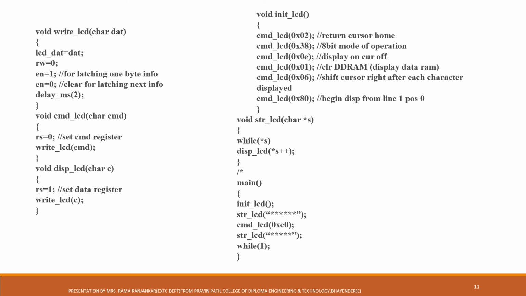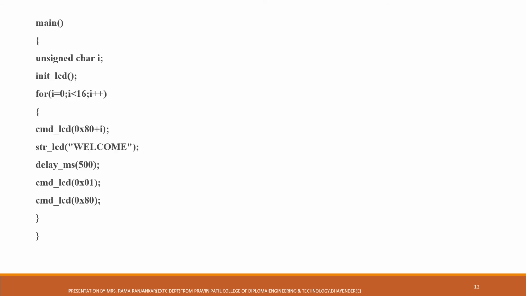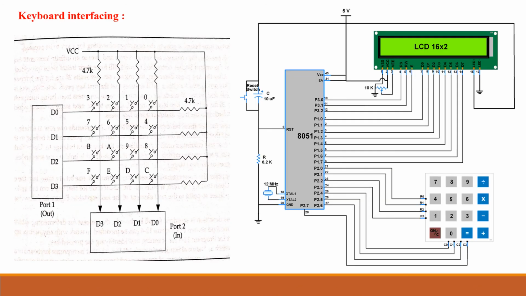Now this is a program for LCD writing or reading the data, and as well as जो string हमें display करना है वो भी लिखा है, and then initialize the main. So this main program is used to display the string welcome using LCD.